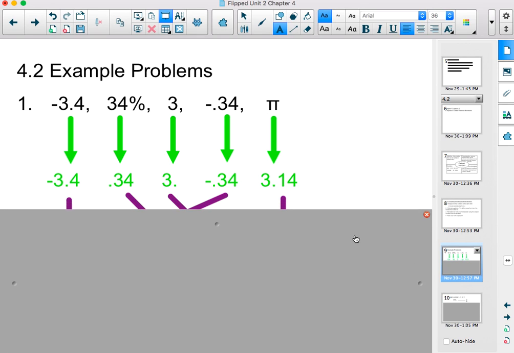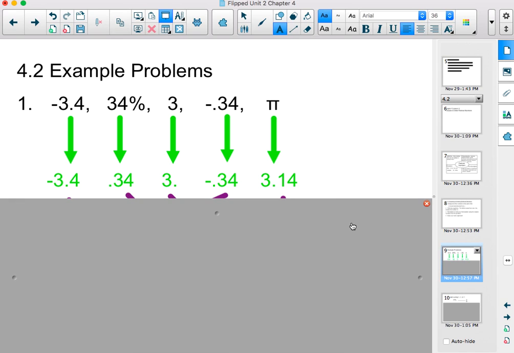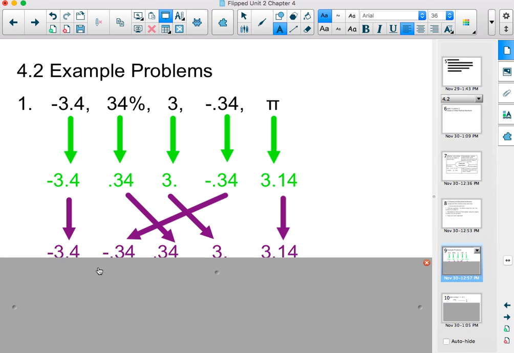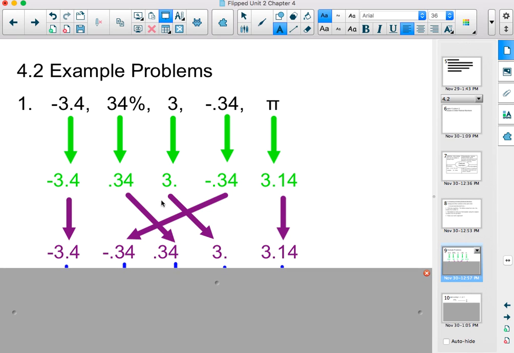So I want you to really think about that number right there, pi. Next thing we are going to do is put our numbers in order. So I've got some arrows going on here so you can see how I was ordering them. But just really quickly, I hope that you notice that negatives are going to be smaller than positives. So my first smallest number is -3 4/10. That's going to be the farthest down the number line. And then is my next negative, -34 hundredths. And then 34 hundredths as a positive, 3, and 3.14.